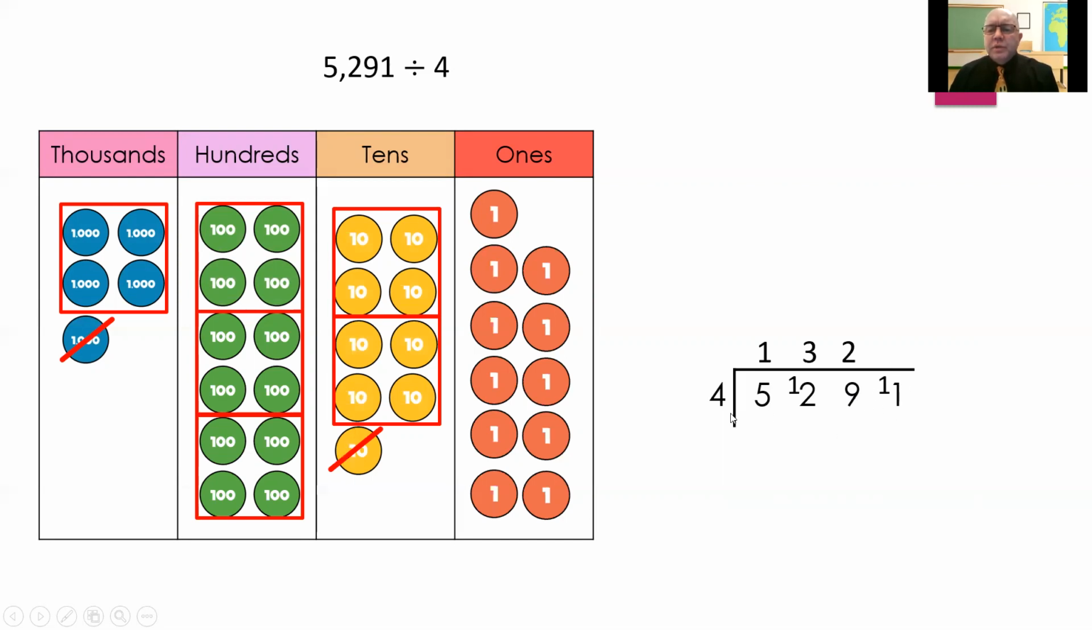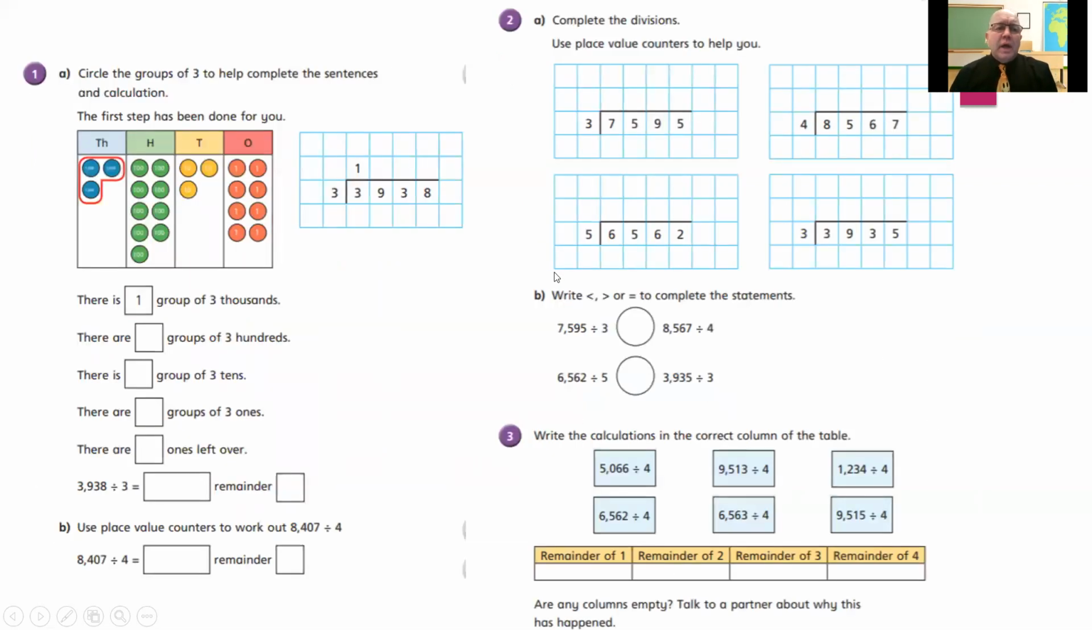So 11 ones shared into fours will go 1, 2, just 2. So 11 divided by 4 is 2. And you can see we've got 3 left over. So that becomes R3, remainder 3. Okay? Hopefully that makes sense. So 1,322, remainder 3. Right, your turn. Pause the video. Have a go at these questions, please.